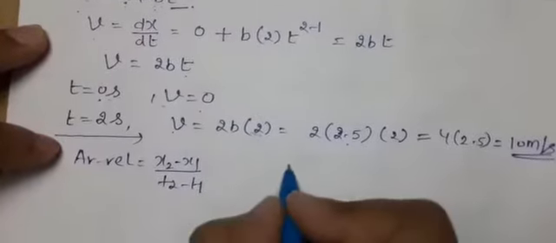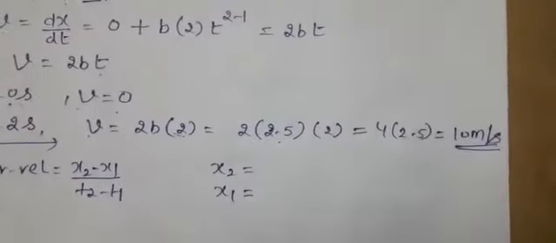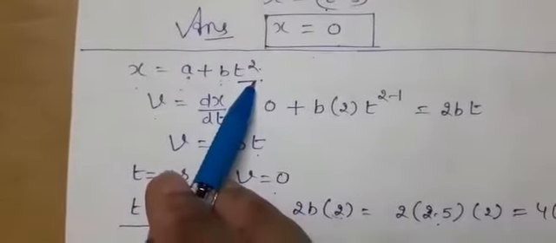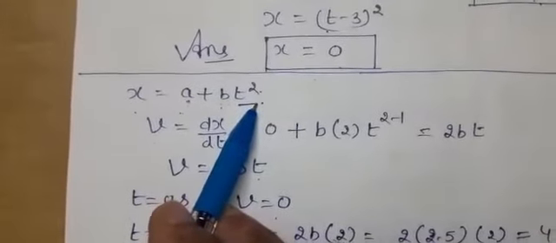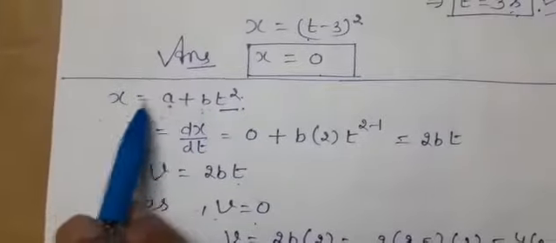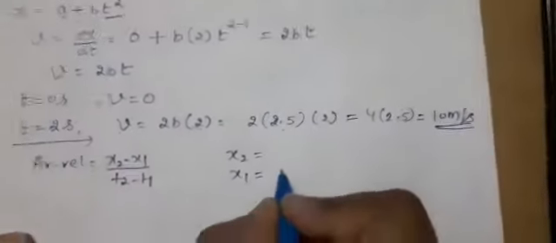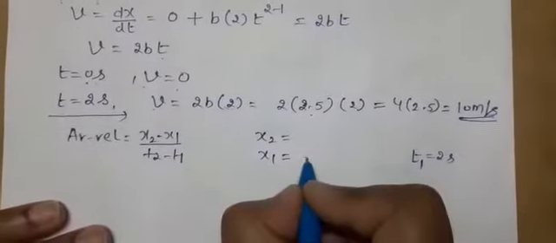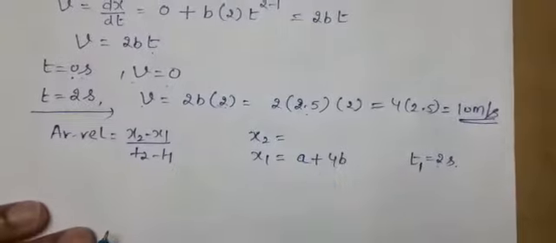So first of all, you have to calculate position x2 and x1. See here, x is given to be a plus bt square. It means first of all, at different instants of time, at t equal to 2 second, first time instant, and at t equal to 4 second, second time instant, first obtain the positions, again along with a and b. So x1, let t1 be 2 second. When you put t equal to 2, you get a plus 2 into 2, that is 4b.